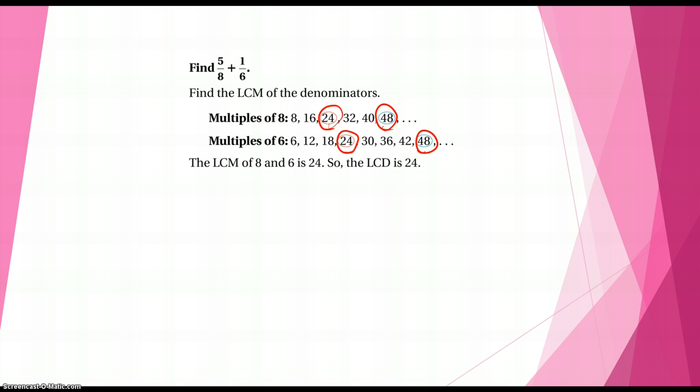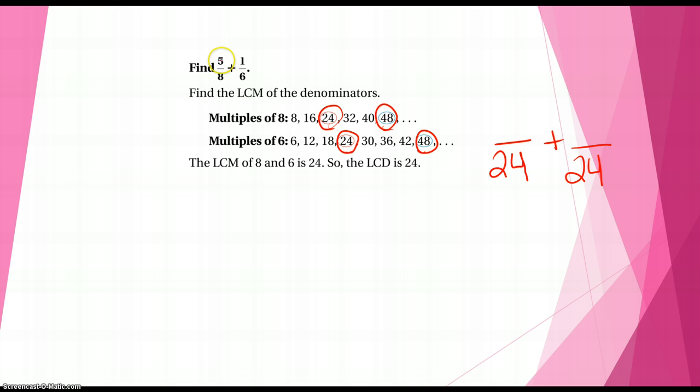Our next step tells us to rewrite the fractions using the least common denominator, or using the least common multiple of the two denominators. So we're going to rewrite our fractions with a denominator of 24. I'm going to show you off to the side before the book shows you. I want to get two fractions with a denominator of 24 using my original fractions.